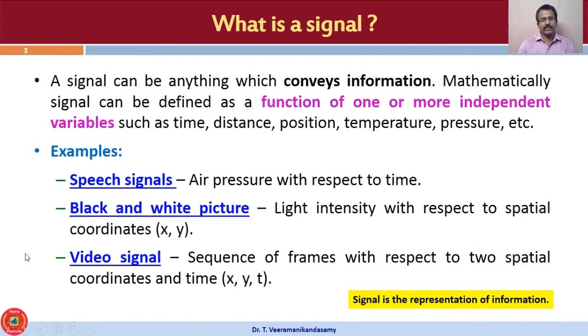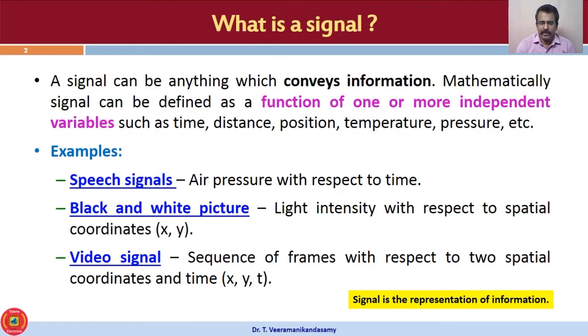A signal is a source of information. Generally, a signal is a physical quantity that varies with respect to time, distance, position, temperature, pressure, or any independent variable. So a signal can be anything which conveys information. Mathematically, a signal can be defined as a function of one or more independent variables such as time, distance, position, temperature, pressure, etc. For example, a speech signal.